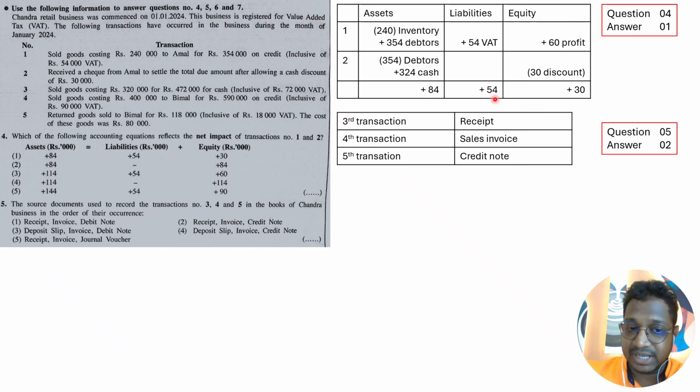And for the fifth one, they're asking for the source documents used to record transactions number 3, 4, and 5 in the books of Chandra business, right? The third transaction is sold goods costing 324 for 472 for cash, right? So this is a cash receipt. The source document for identifying the cash receipt is the receipt.